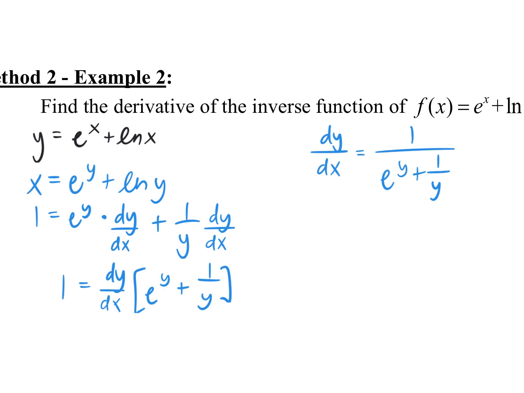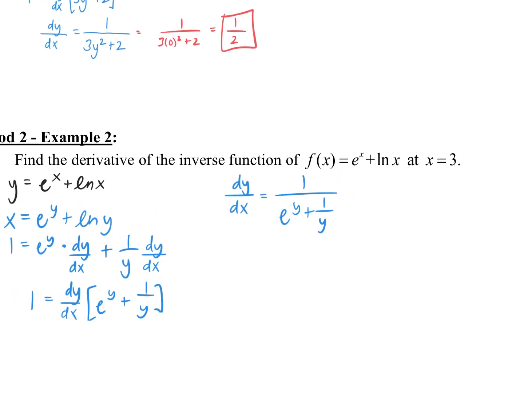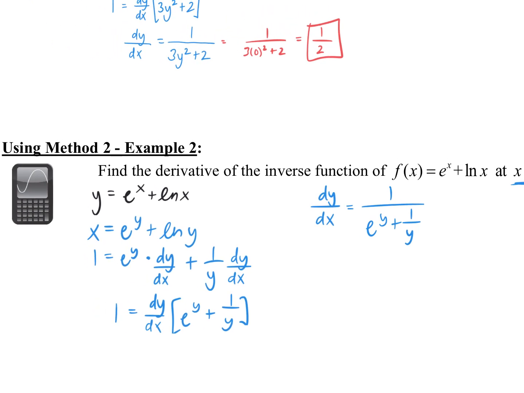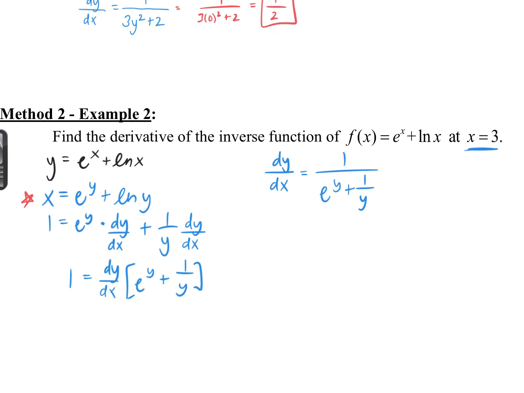Okay? But now we are looking at when x equals 3. So I'm going to go back to my original inverse function, which is x equals e to the y plus natural log of y, and I'm going to plug in 3 for x. So I've got 3 equals e to the y plus the natural log of y. Now, is there any way that we can solve that? No, which is why we need a calculator.